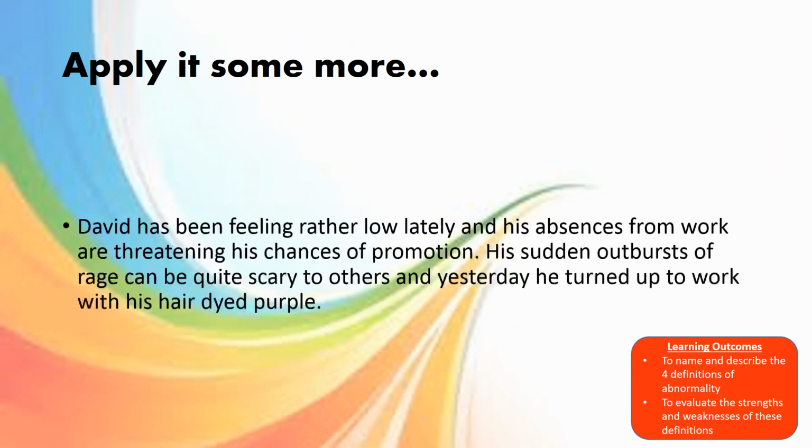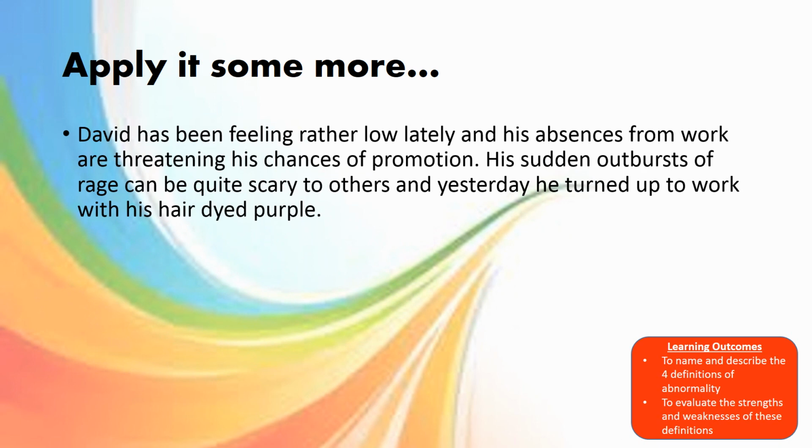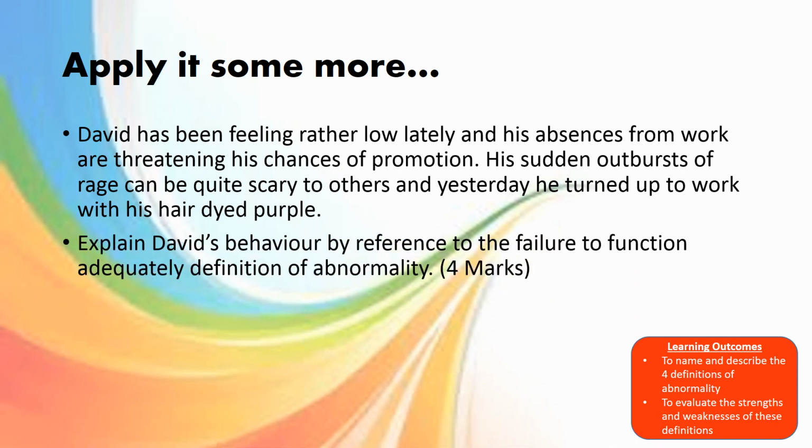So, another apply it question for you. This one is a scenario. I've got David here. He's feeling quite low and his absences from work are starting to threaten his chance of promotion. He has sudden outbursts of rage, which are really scary, and yesterday he turned up to work with his hair dyed purple. I'd like you to explain David's behaviour by reference to the failure to function adequately definition of abnormality. Pick two points where he is failing to function adequately, and explain why that is happening. Pause the slides and have a go at that. It's worth 4 marks.